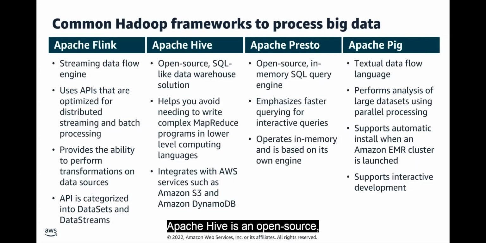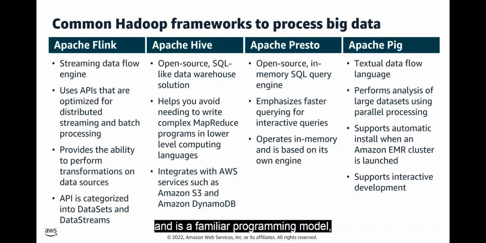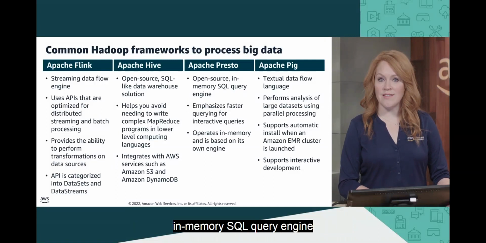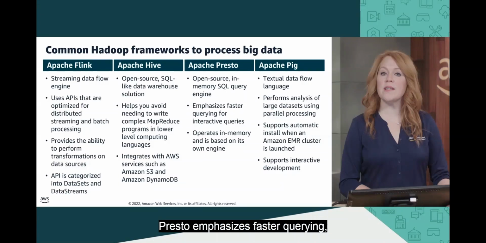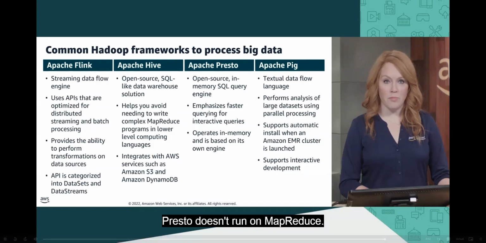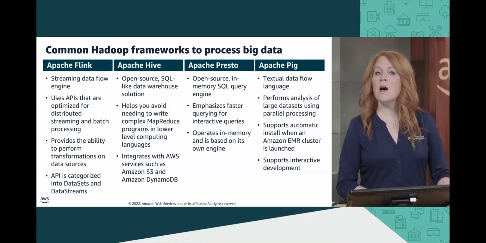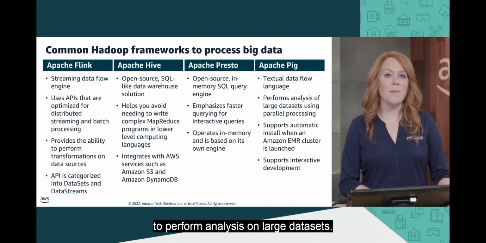Apache Hive is an open-source SQL-like data warehouse solution that runs on top of Hadoop. Hive offers some limited data warehouse capabilities and is a familiar programming model, making it an attractive option for big data analysis. Apache Presto is an open-source, distributed, in-memory SQL query engine that was originally developed by Facebook. Though the engine is similar to Hive, Presto emphasizes faster querying specifically to perform interactive queries. Presto doesn't run on MapReduce. Instead, the engine operates in memory and is based on its own engine. Apache Pig is a simple, high-level, textual data flow language that uses parallel processing to perform analysis on large datasets.